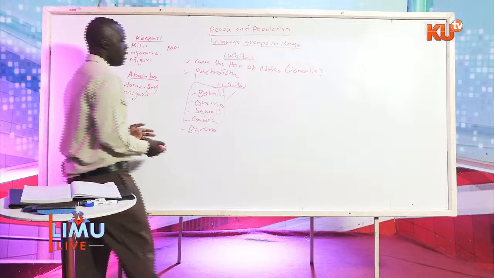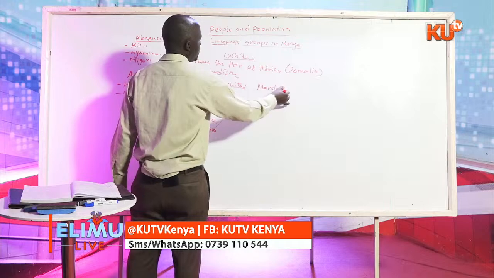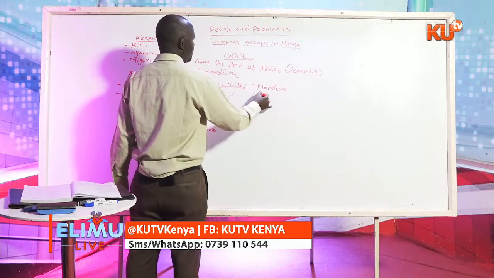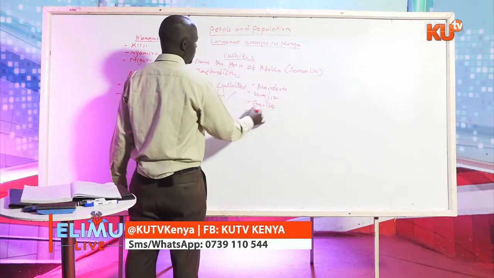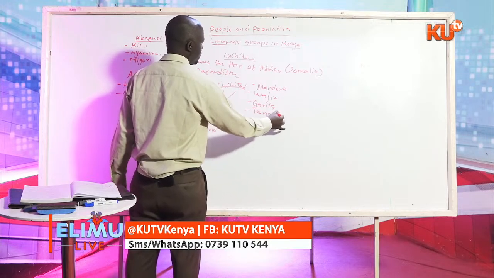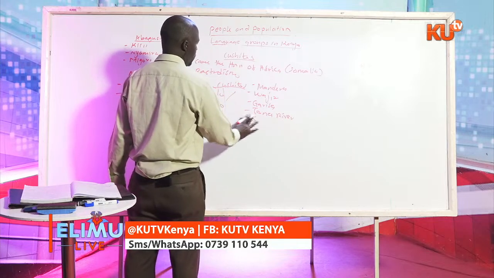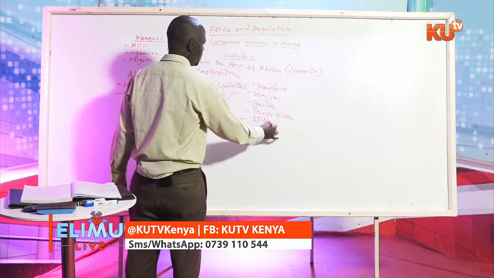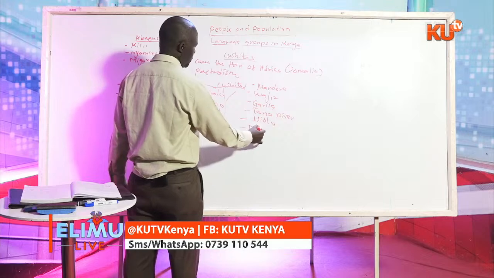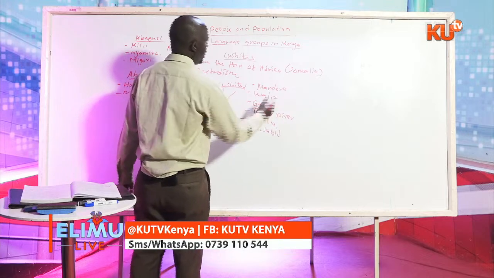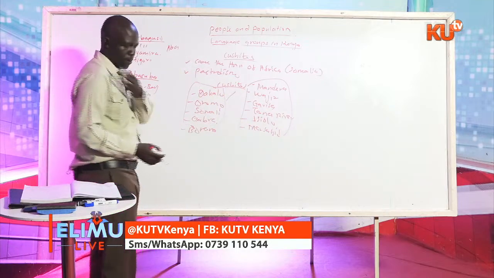So where do we find them? Currently, these people live in Mandera County, Wajir, Garissa, Tana River. We also find them in Isiolo, and also Marsabit County. Yes, so these are the counties where the Kushites are found in Kenya.